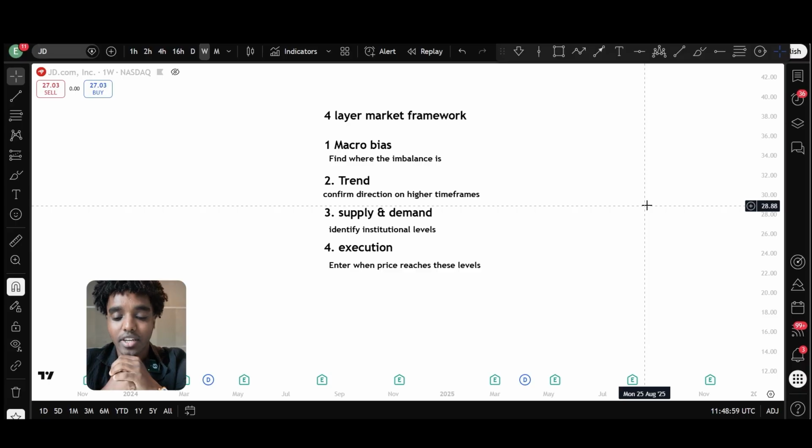And after aligning the macro bias with the higher time frame daily and weekly trend, I want to look for institutional buy and sell zones by using supply and demand. And then I will just set my supply and demand zones, and I will wait for price to come into these levels to execute my trades.